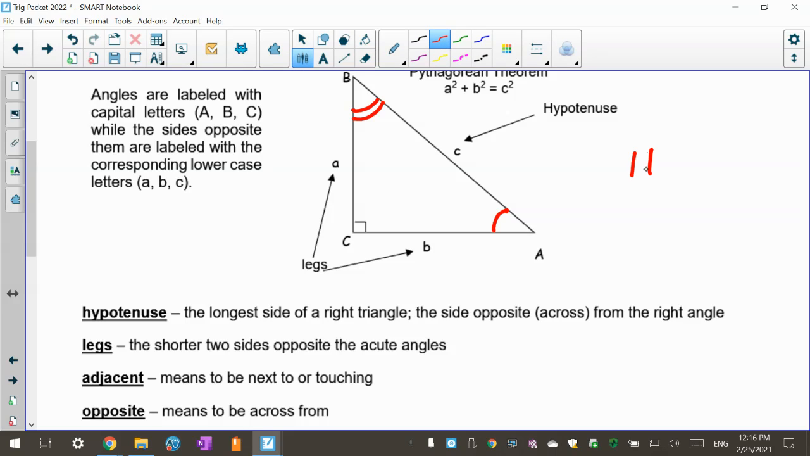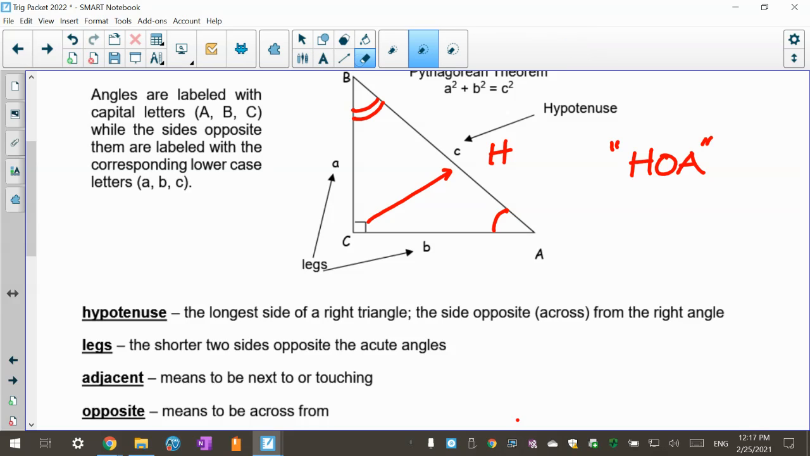Okay, so when we label this, I always like to tell everybody to label it HOA. This is how I want you to label all your right triangles. HOA: the H stands for the hypotenuse. And the hypotenuse is pretty easy because it's across from the right angle. No matter which way this triangle is lying, you can always find the hypotenuse and it's in the same spot.